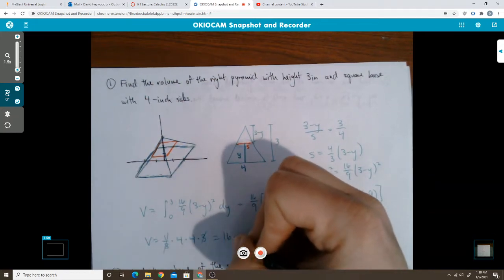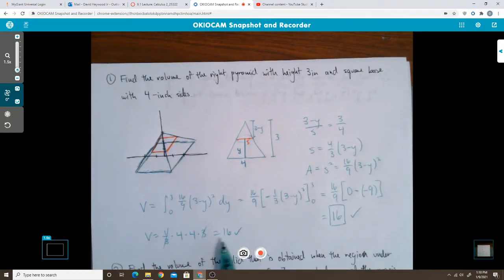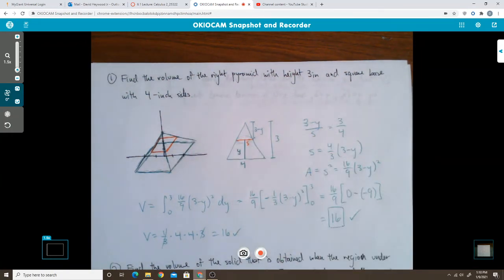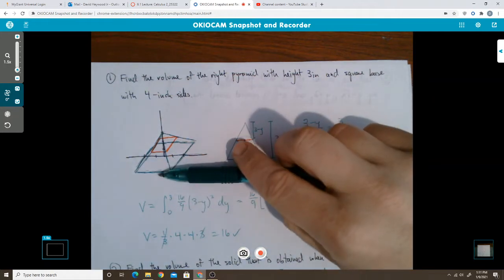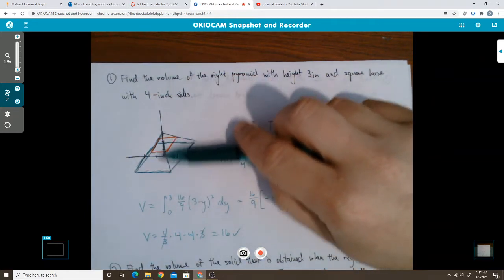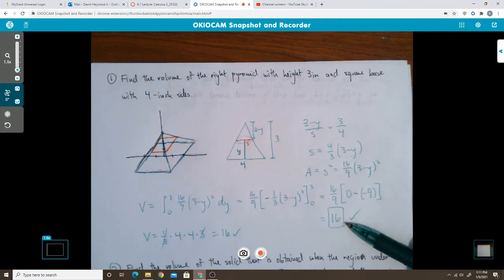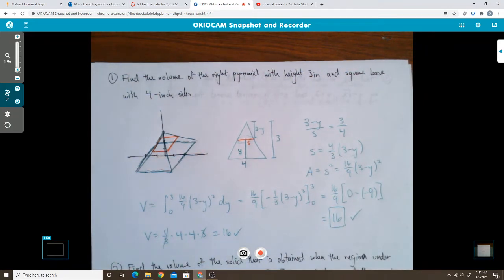And sure enough, right, 16. You might be thinking, well, why don't we just do it this way? Why do we do it the calculus way? Well, I just wanted to give you an example to show you that this method does work, right? If you take a cross-sectional area, calculate the area, and then add up all of those cross-sectional areas, you get the volume, for sure.